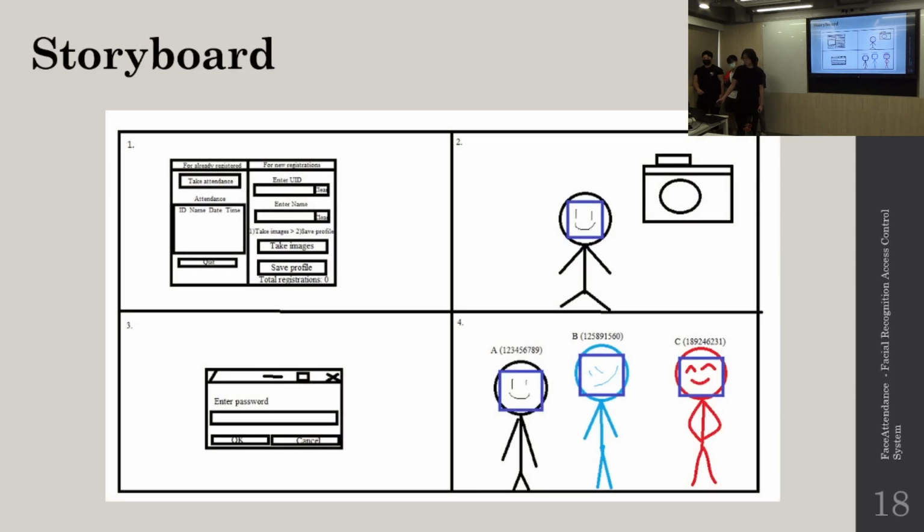So, this is our storyboard demonstrating how to use the system. First, you have to open the program, then enter the user ID and name, and then click on Take Images. Next, you will need the camera to scan the user's face. After the face has been completely scanned and processed, click Save Profile and enter the password for that user. And finally, click on Take Attendance and scan the registered user so they can appear in the attendance table.